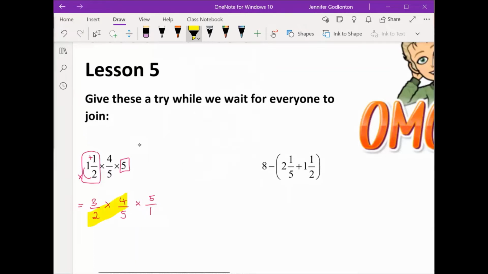What could I do with these two though? What number could go into both of those numbers? 2. Good. So 2 can go into itself once and 2 can go into 4 2 times. Good. Okay.